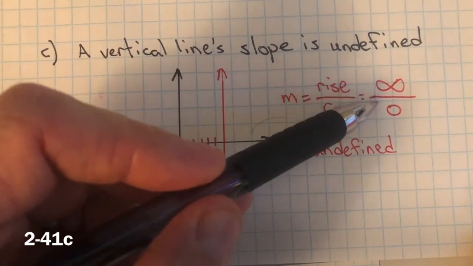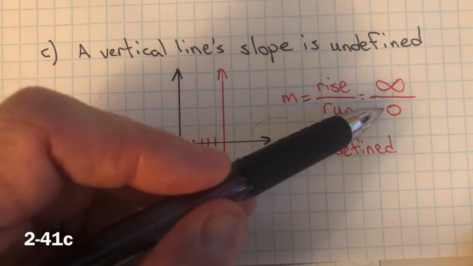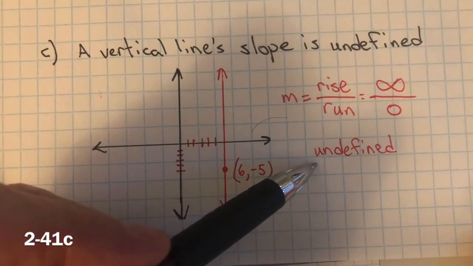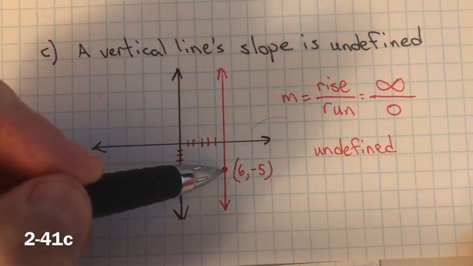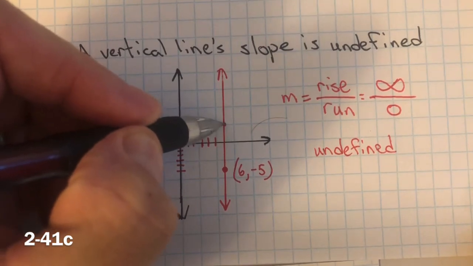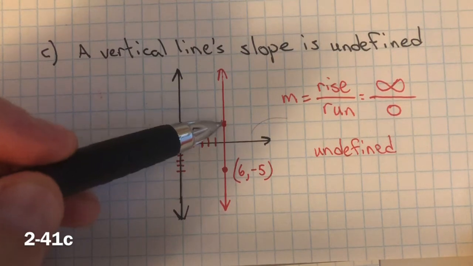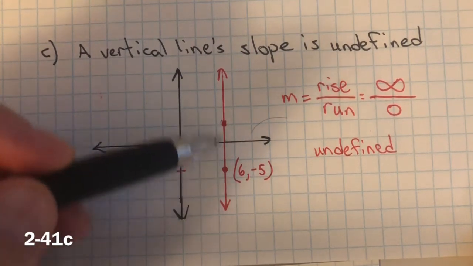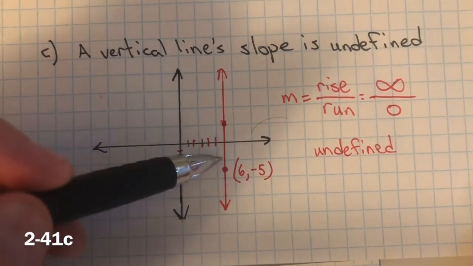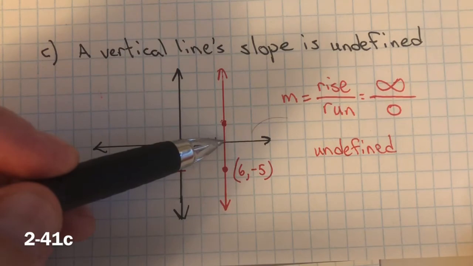infinite over 0. I can't have something over nothing. So the slope is undefined. Another way to look at it is, if I choose another point on this line, here I have 2 outputs for the same input. Well, you know that that's also undefined because you can't have 2 outputs for the same input.